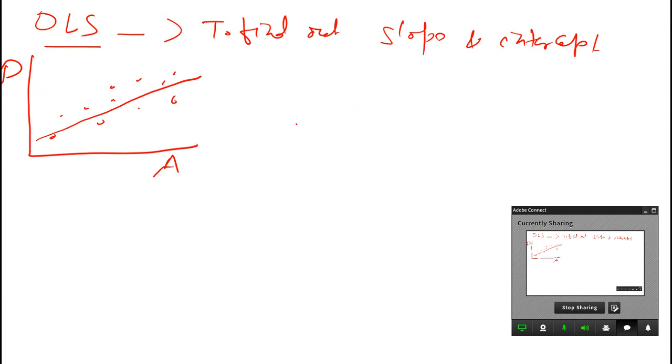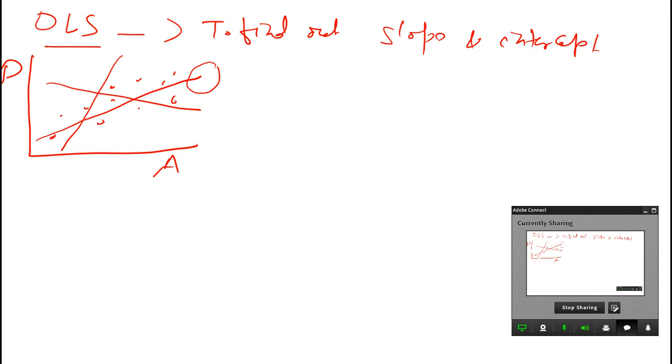Now, how to find it out? How to ensure that the regression line passes through the data points at the center, that it's the best regression line? See, we can actually have a line like this, a line like this, but which line is the best line that fits the data?